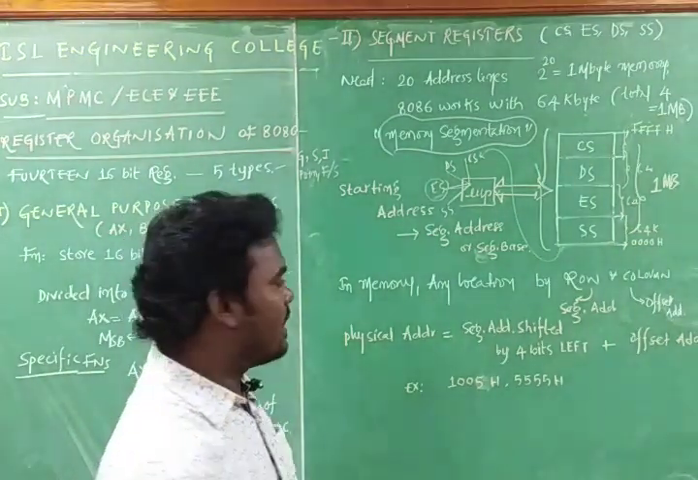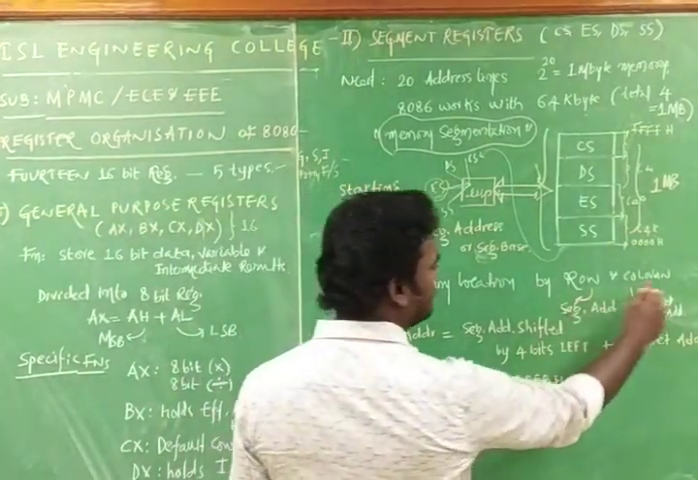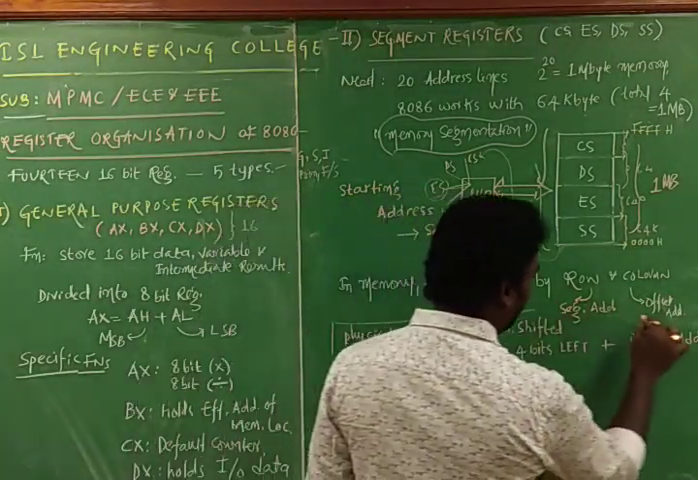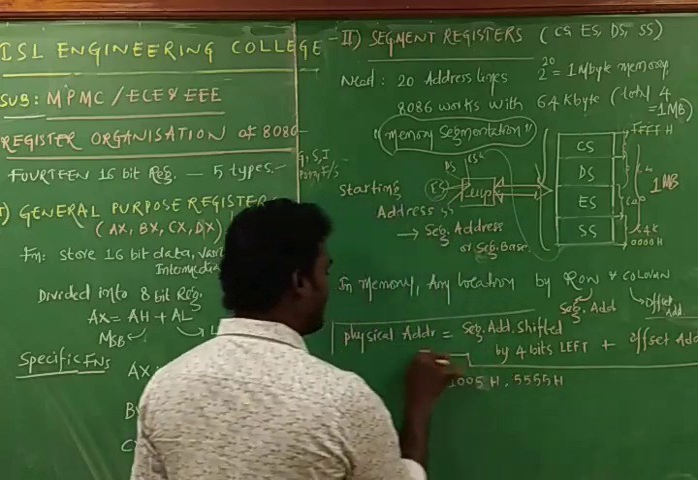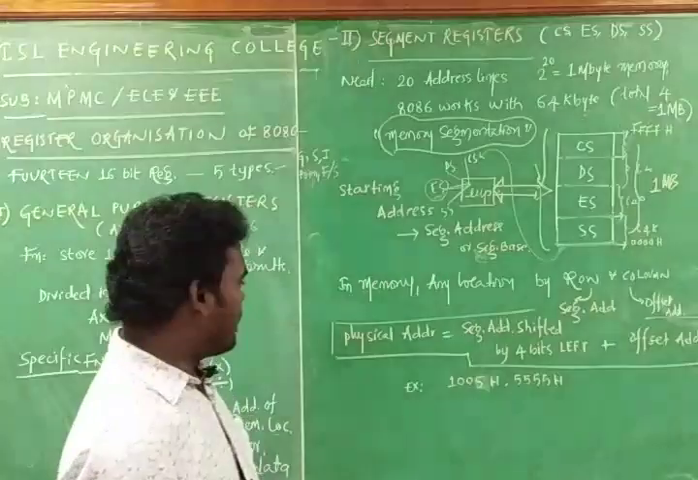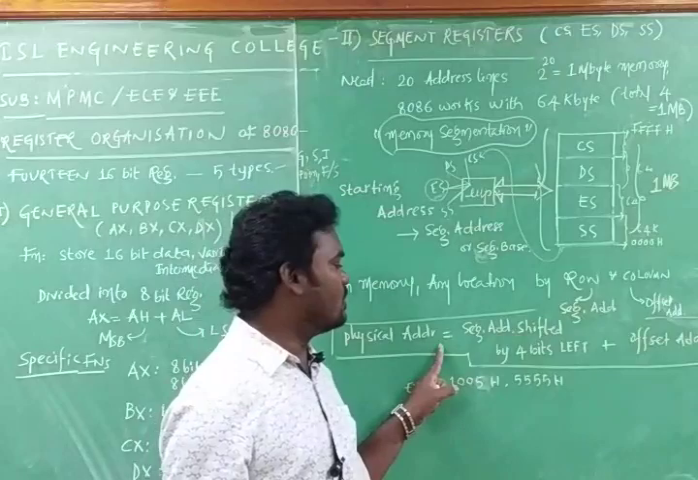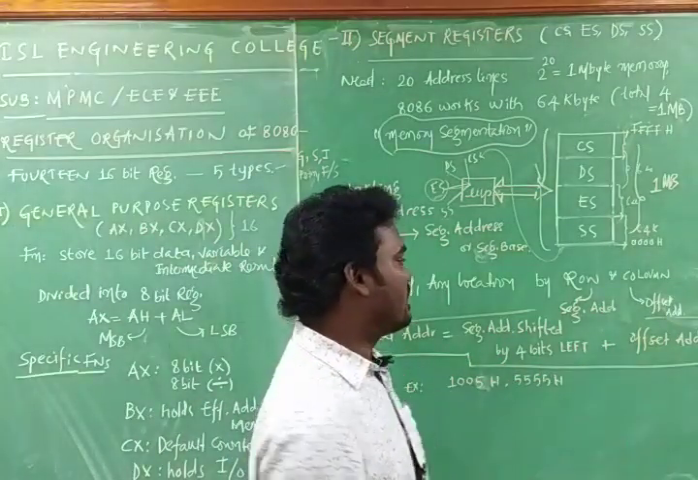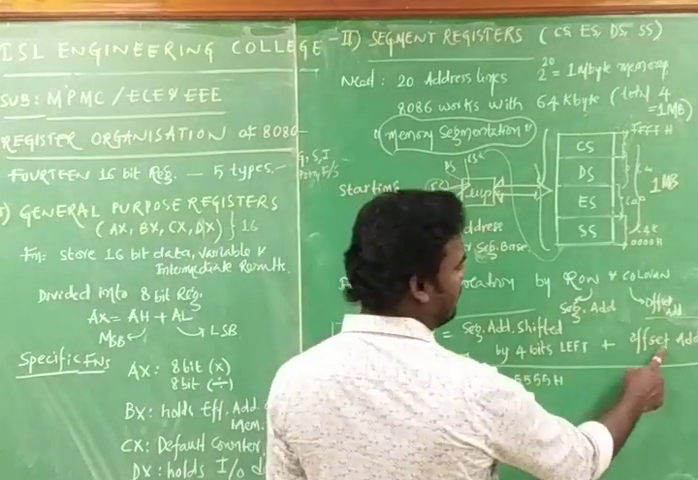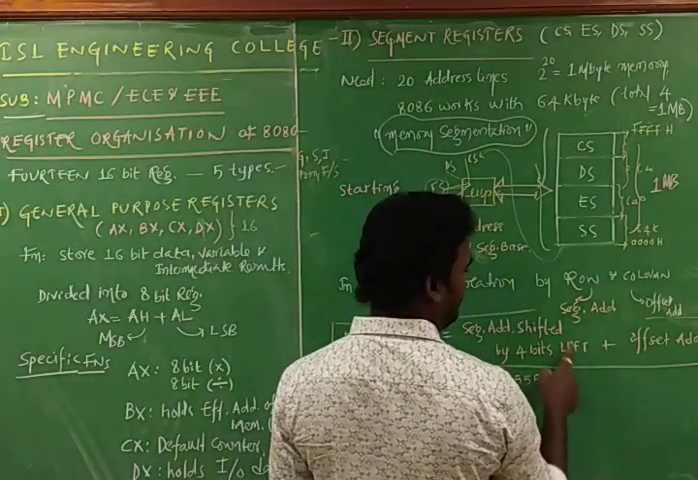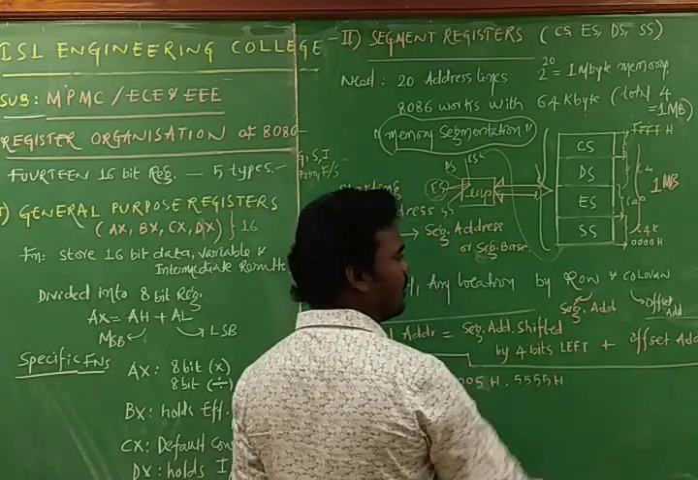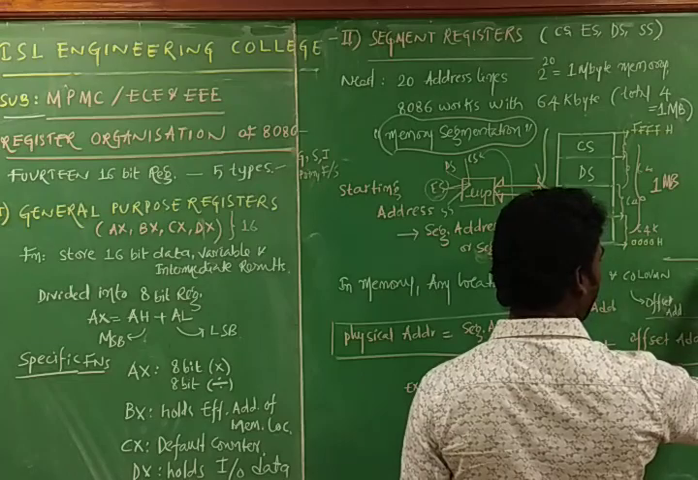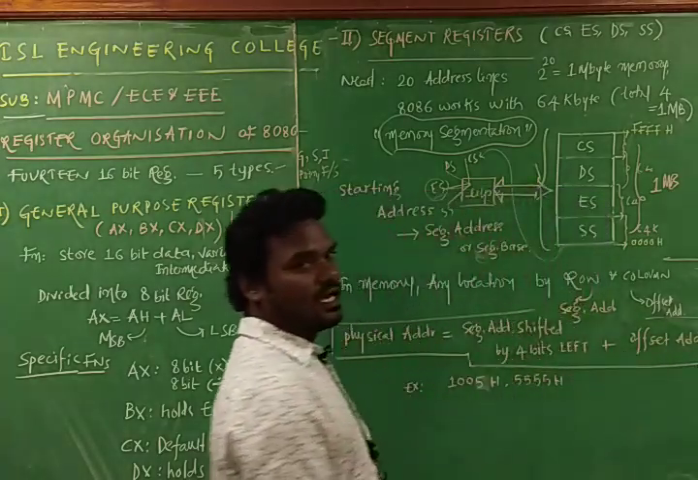Physical address can be calculated by making use of row as well as column, and the physical address definition is very important, and the calculation of physical address can be asked in the short answer question. That is, physical address is equal to segment address shifted by 4 bits left plus offset address. Here offset address is nothing but the column address, and the segment address is nothing but the row address. Row address is this one and the column address is this one. This address location is named as physical address.